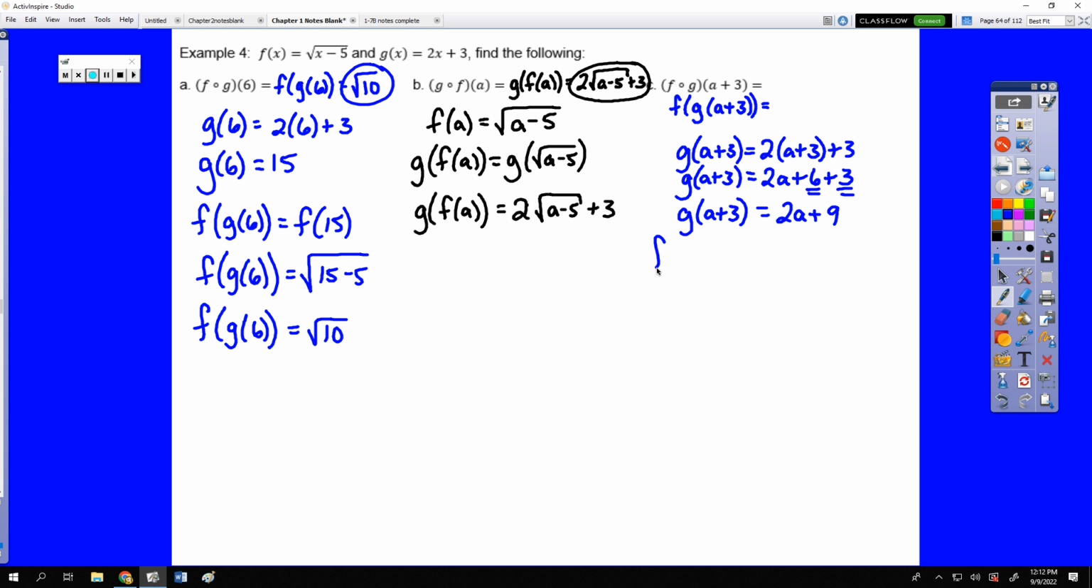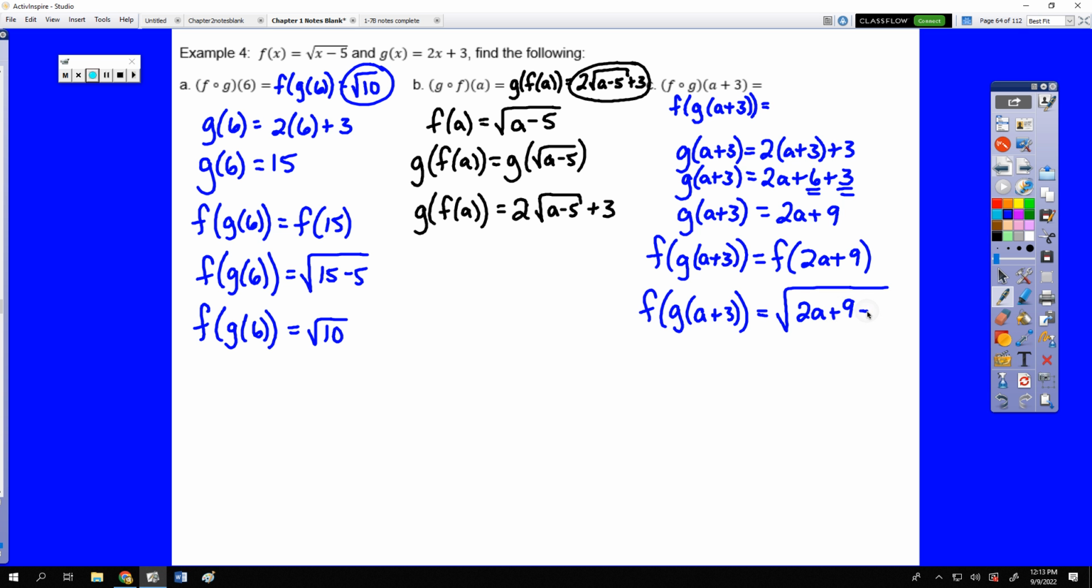So then f of g of a plus 3 is really saying f of 2a plus 9, which means that we are going to plug 2a plus 9 into f of x in the place of x, which would be the square root of 2a plus 9 minus 5. We would combine those like terms to give us our final answer of the square root of 2a plus 4.